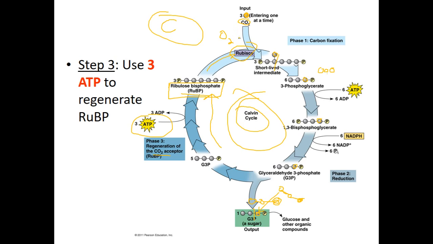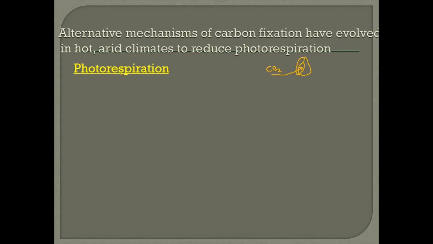And so when oxygen binds to this, that is called photorespiration. Remember, respiration, we think in respiration, oxygen is used. Well, this is light respiration. So instead of carbon dioxide coming in and bonding to that, oxygen comes in. Well, what's the issue with that?